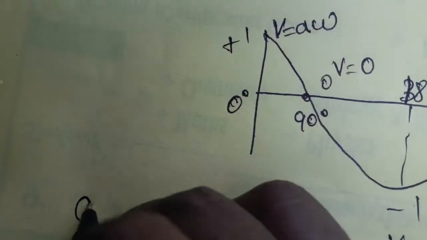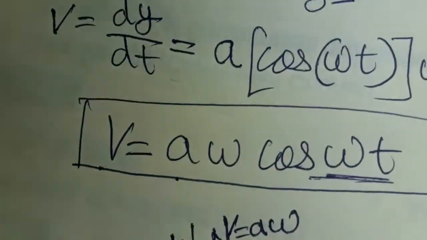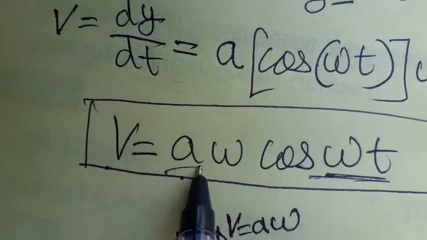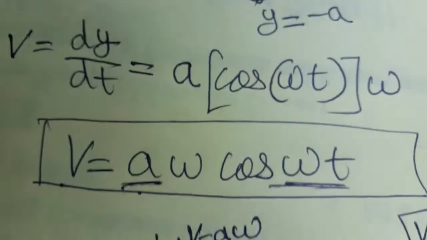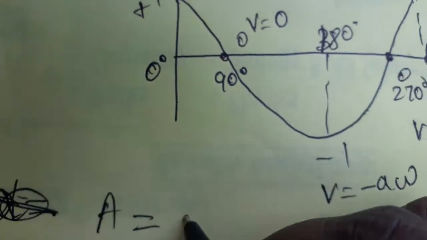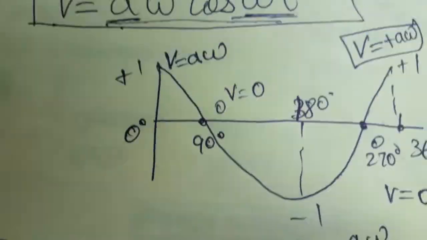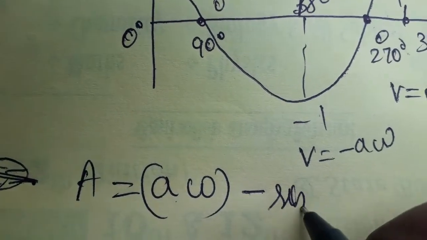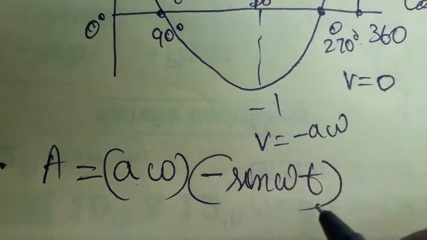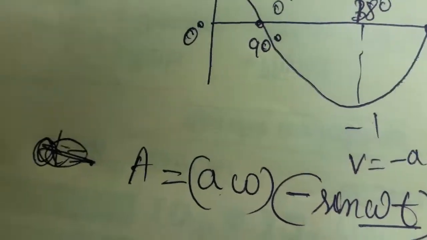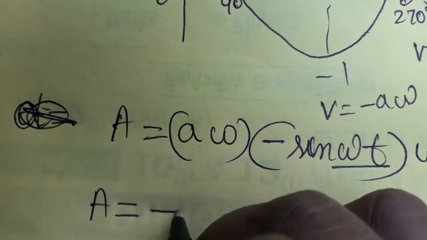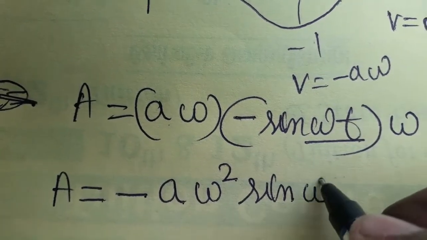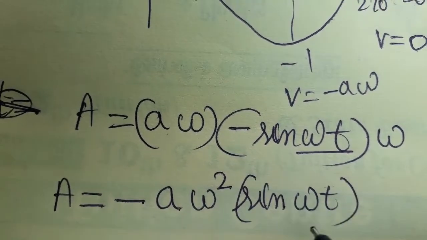And again, acceleration. I will take capital A for acceleration, because a is already taken for amplitude. Acceleration is the differentiation of this equation. A is a constant, omega also will be a constant here. Cos omega t differentiation will be minus sin omega t, and omega t differentiation will give omega. So finally acceleration will be minus A omega square sin omega t. So it has a negative sign.